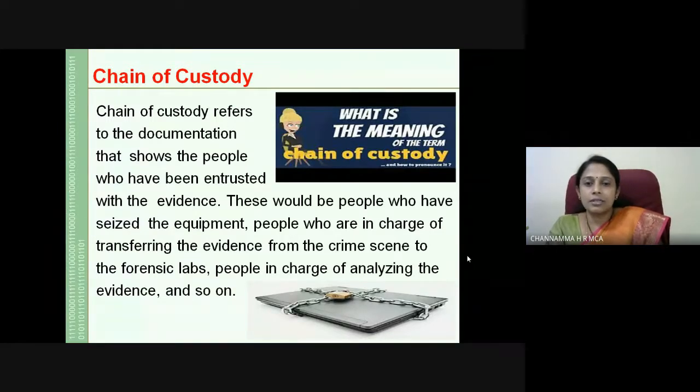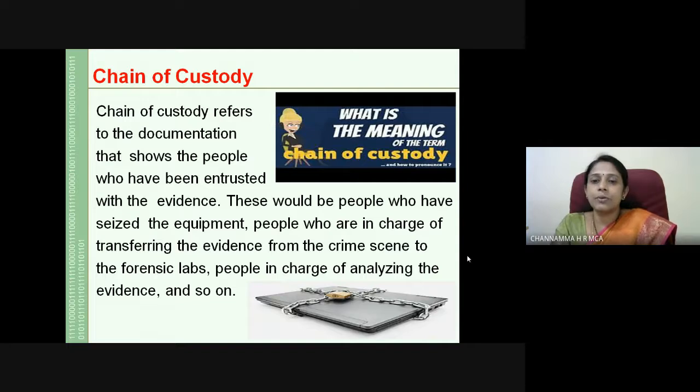So it is nothing but the chain of custody. It refers to the documentation that shows the people who have been entrusted with the evidence. So these are the people who are entrusted. The transferring from one set of people to another set of people is very important.